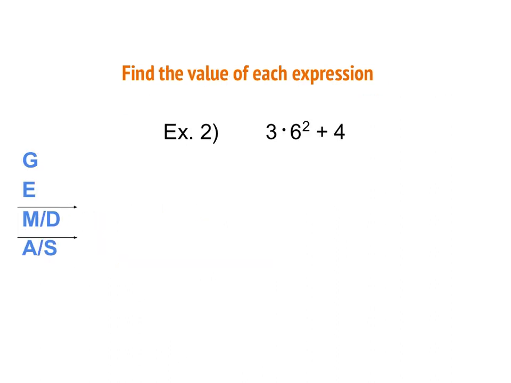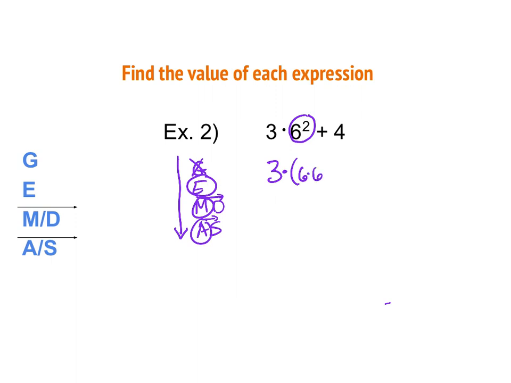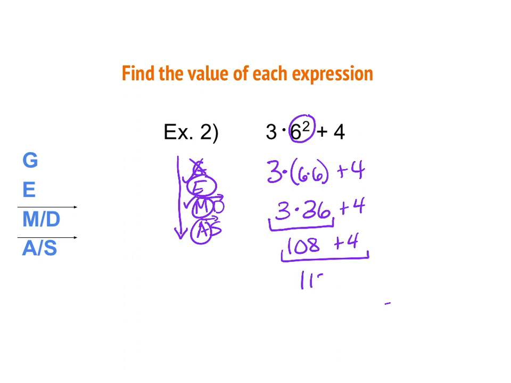My last example, I'm going to go ahead and write GEMDAS down right here. I know it's off to the side, but I can't write over there. All right, so I don't see grouping. I do see exponents, I see multiplication, and I see addition. So I'm going to go top to bottom, do my 6 squared first, okay? So 3 times 6 squared is 3 times 6 times 6, plus 4. 6 times 6 is 36. And then I have 3 times 36 plus 4. So exponents are done. Now I'm going to do multiplication. 3 times 36 is 108, plus 4 is 112.